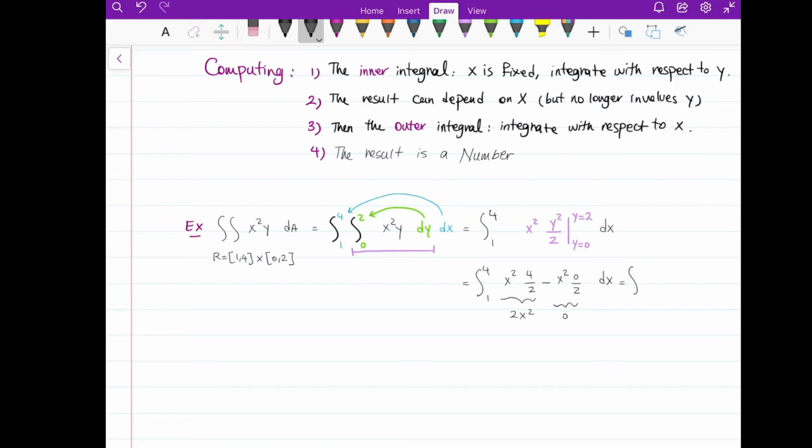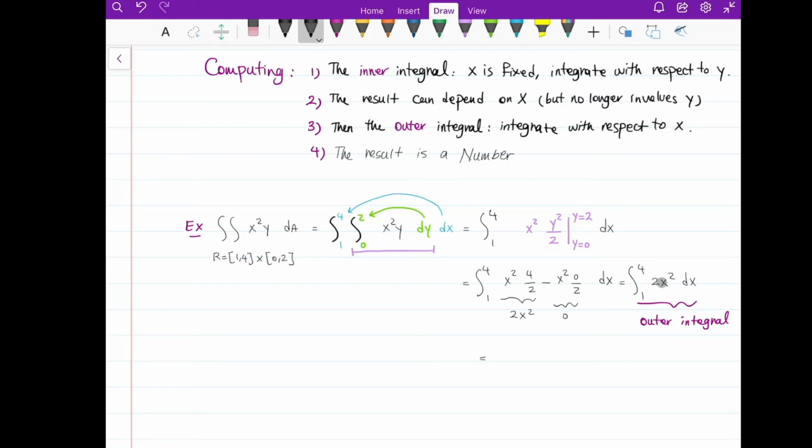So now I have the integral from 1 to 4 of 2x squared dx. You see, we calculate the inner integral. The result can depend only on x, just because I put the bounds for y in here, so I don't have any y in here, so I only have x. Okay, this is my outer integral, which is basically just a simple integral.